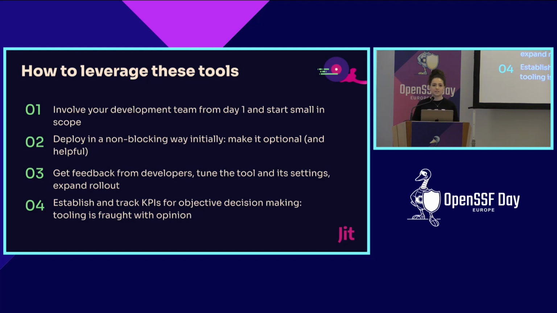Start by making it optional. For example, don't integrate it in the CI and then make it a required check right away. Integrate it, but don't block the PRs on it. Get constant feedback from your developers. Tune the tools, and then adjust the settings based on this feedback, and just after that, expand the rollout.